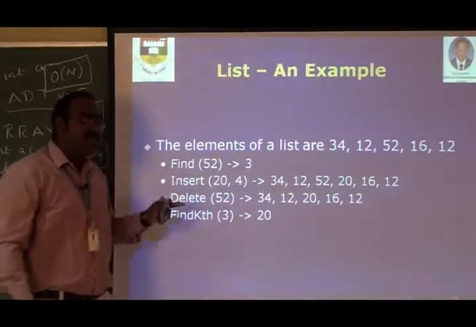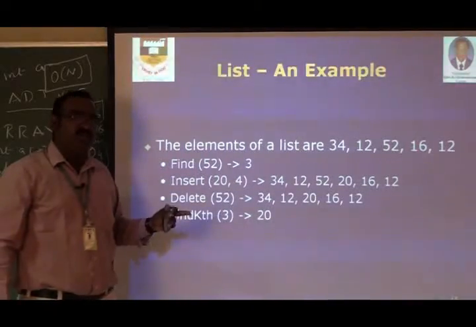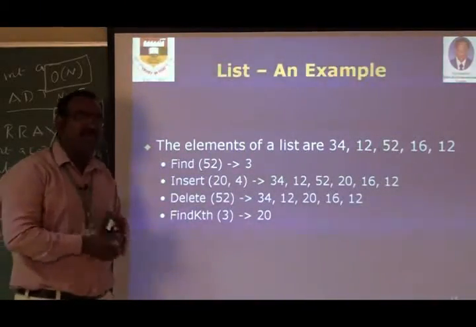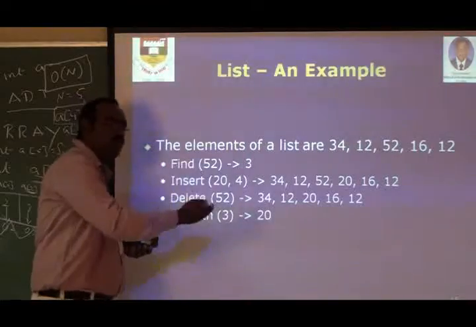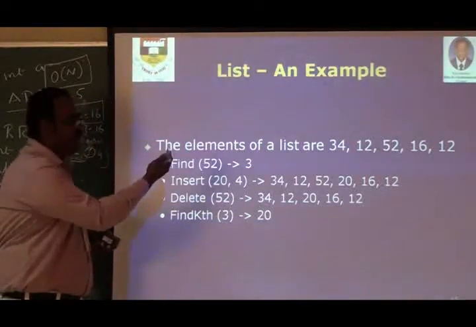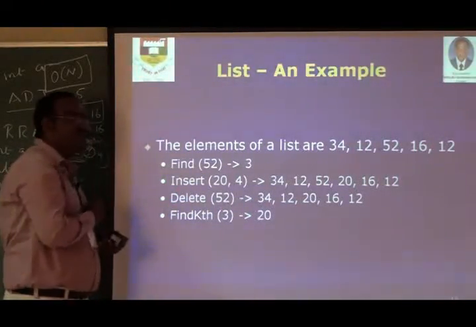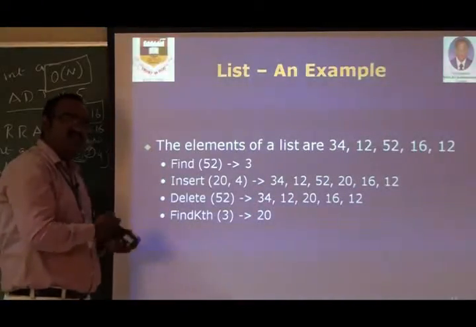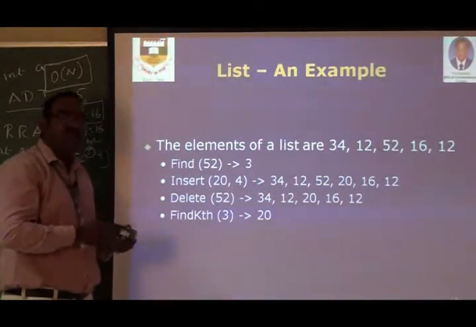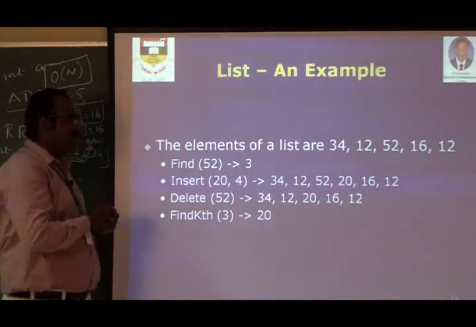The list is implemented by an array. It's a contiguous memory location. We cannot omit a particular position. So we have to move 20, 16, 12 into the previous positions. Initially 20 is in the fourth position. After deleting 52, it comes to third, 16 comes to fourth, 12 comes to fifth position. Now the length of the list is 5 after deleting 52.